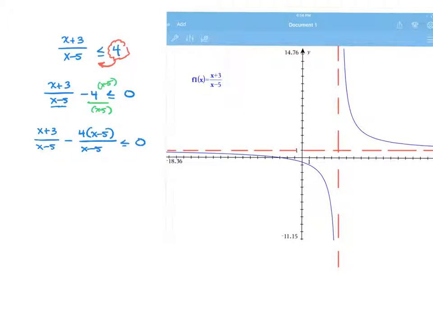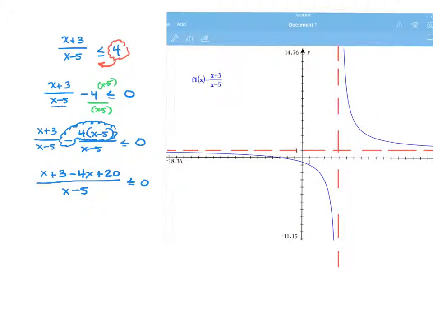I'm not actually going to solve. And then we're going to go back to this. So now I'm going to combine them. Okay, so this becomes x plus 3. And if I do the distributive property here, don't forget your little negative here. It's negative 4x, so minus 4x. Negative 4 times negative 5 is positive 20, divided by x minus 5 is less than or equal to 0.